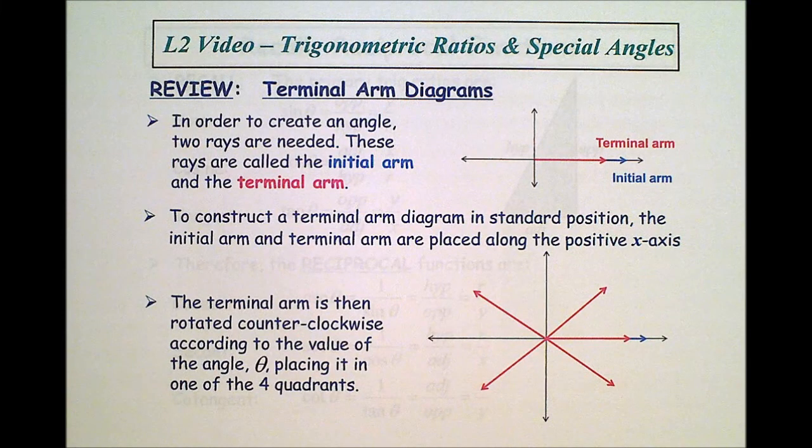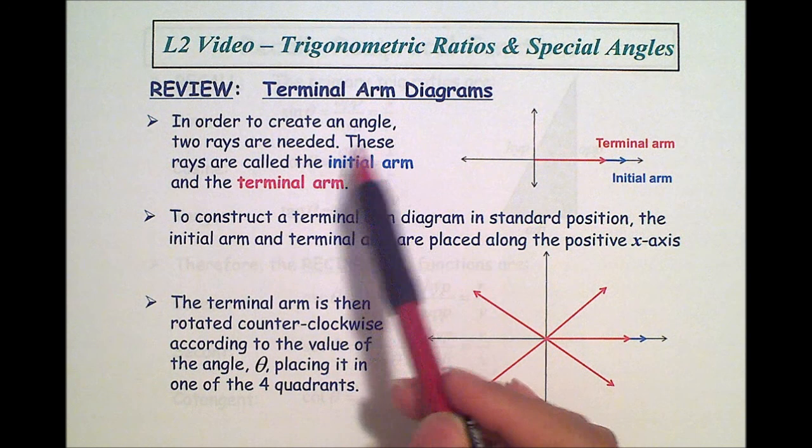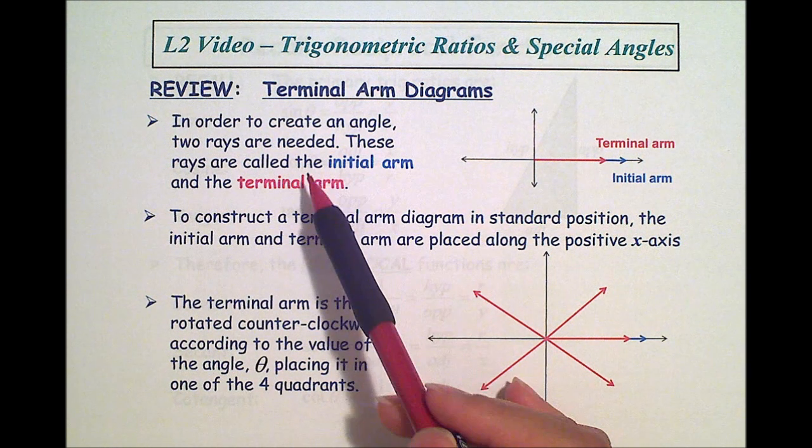Okay, in this lesson we're going to look at trigonometric ratios and special angles. Before we do that, we're going to review terminal arm diagrams. Remember, to create an angle, you need two rays. These rays are called the initial arm and the terminal arm.